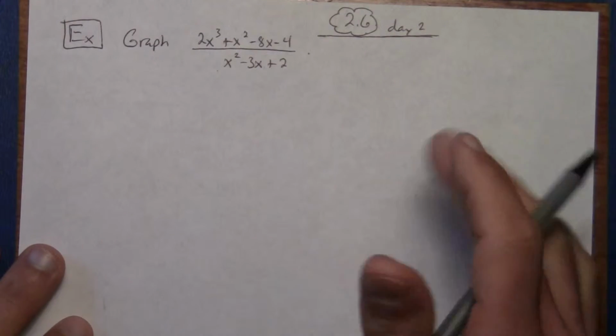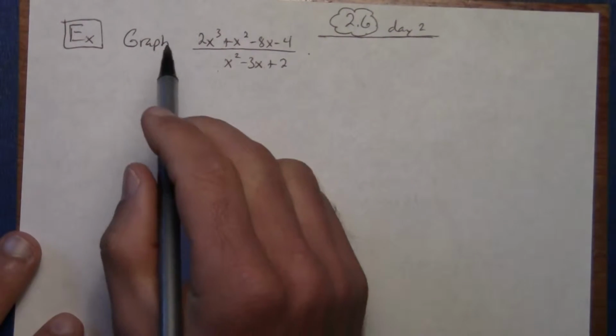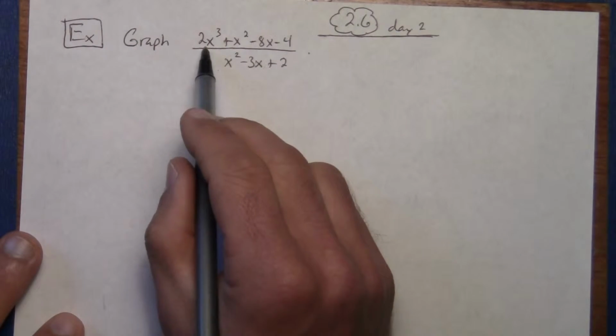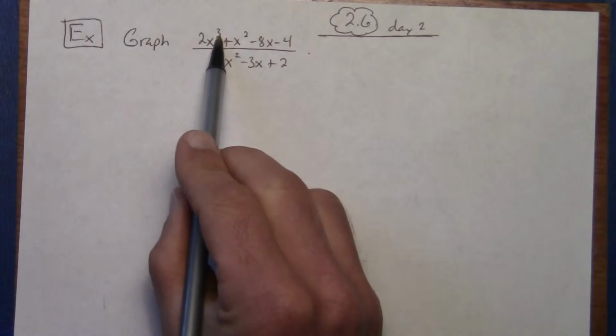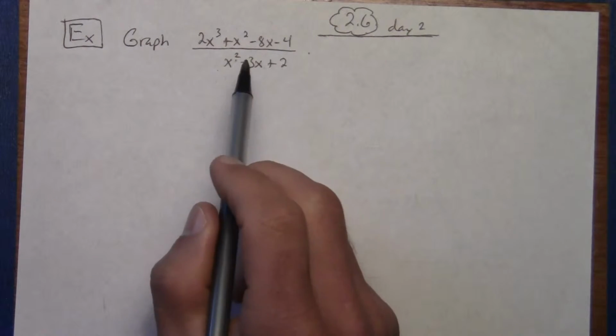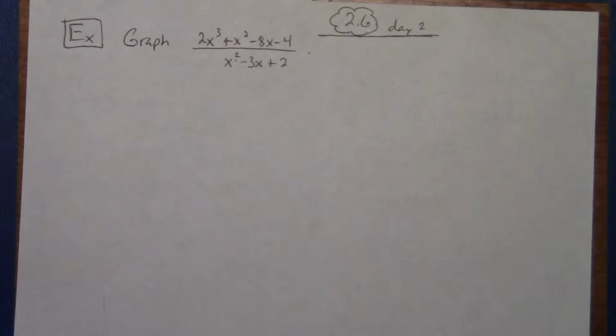Alright, the problem I'm going to do for day 2 on 2.6 is this particular one. It's graphing 2x to the third plus x squared minus 8x minus 4 over x squared minus 3x plus 2. Because the numerator's exponent is larger than the denominator's, this one has a slant asymptote. Like I mentioned on day 1, you have to be able to identify when you have a horizontal asymptote, and then day 2 when you have a slant asymptote.